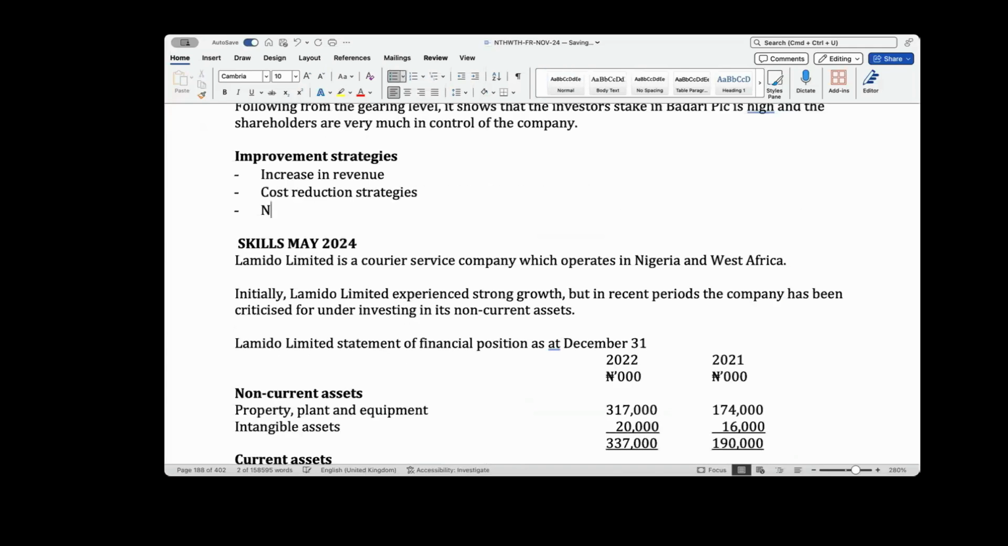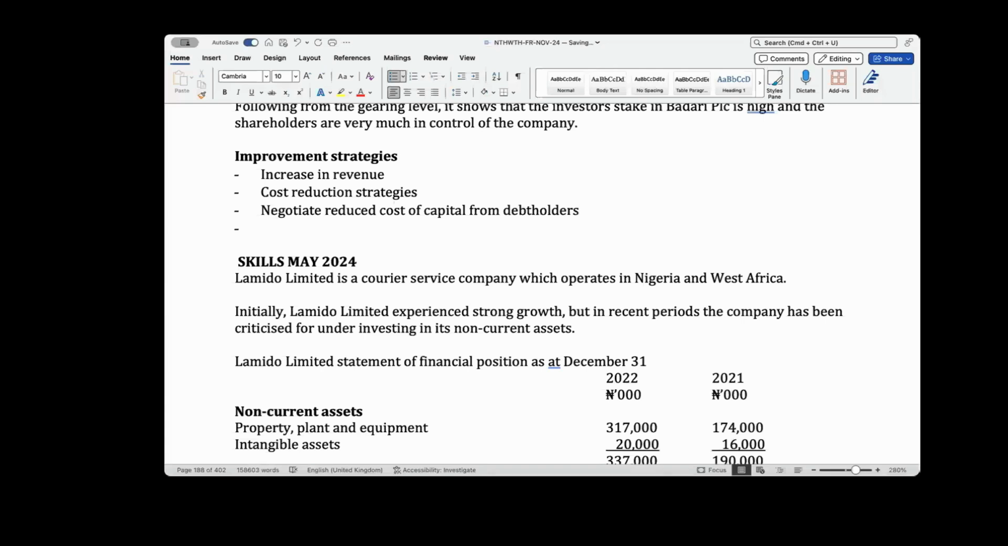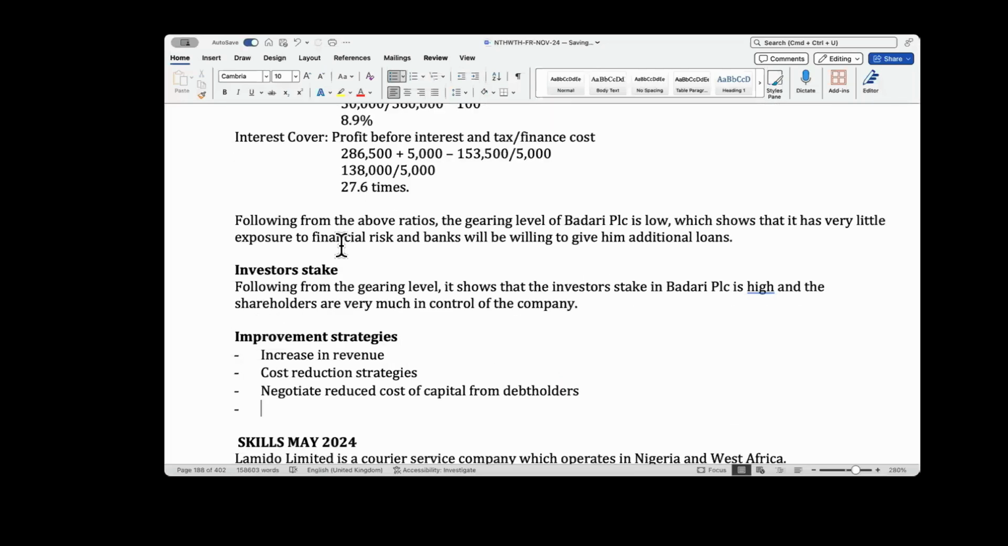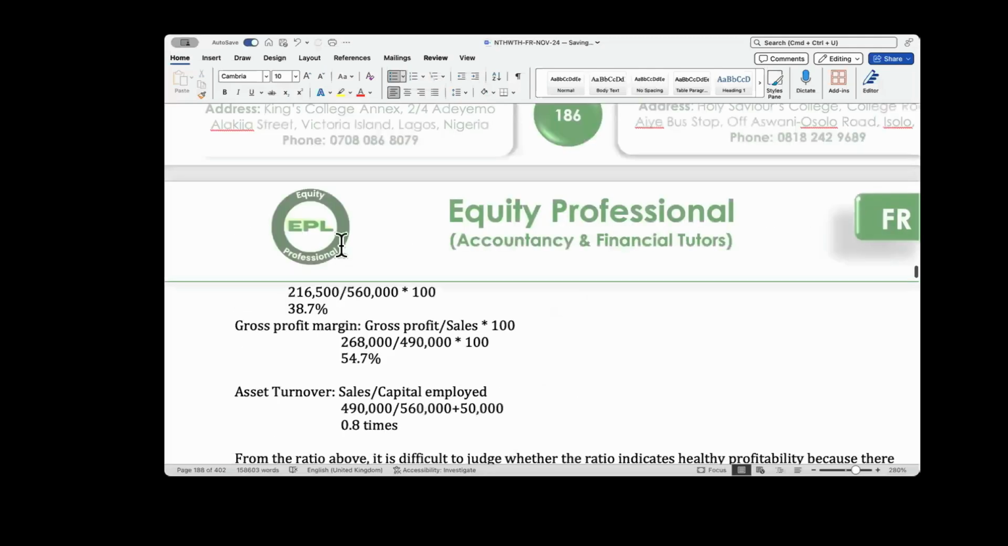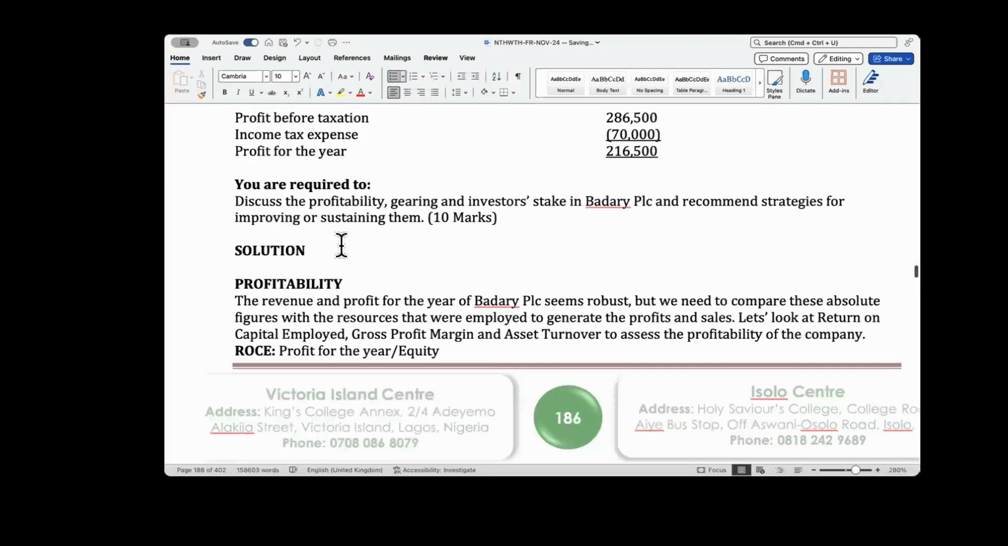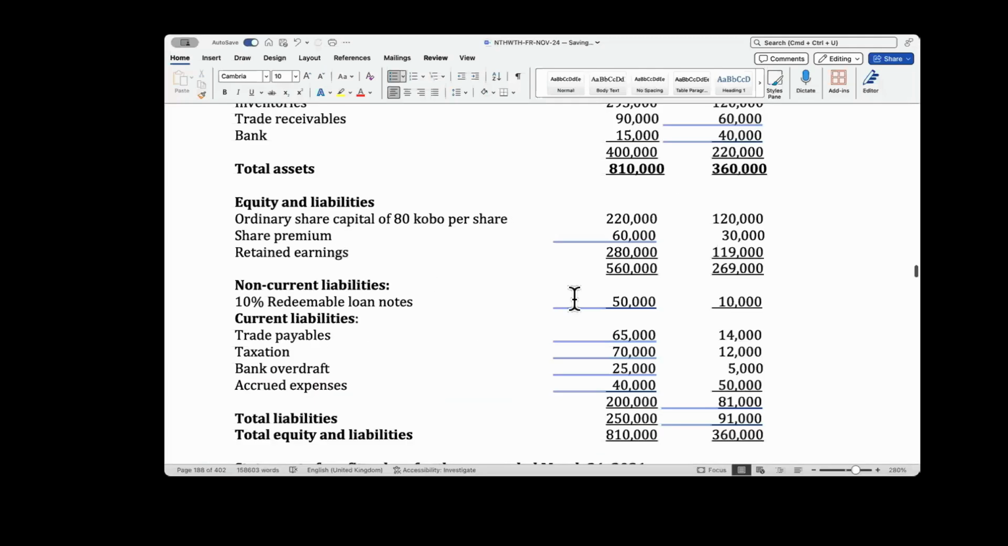They can negotiate reduced cost of capital from debt holders. What again? They can also increase their receivables collection period. But we didn't compute receivables collection period, so we don't know whether it's good or not. Okay, so making comments on that.